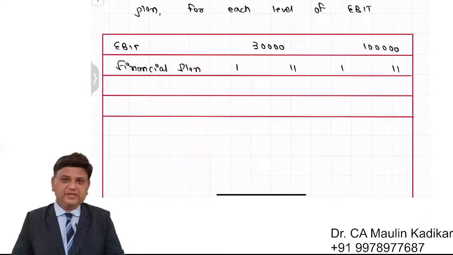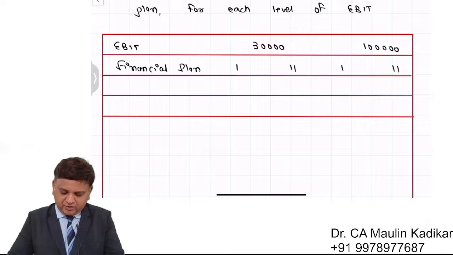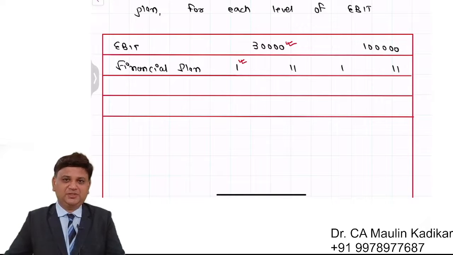I request you to give the answer in the chat box. What would be the EPS of the first financial plan if expected EBIT is 30,000? Write the answer in the chat box. What would be the EPS of the first financial plan if expected EBIT is 30,000?